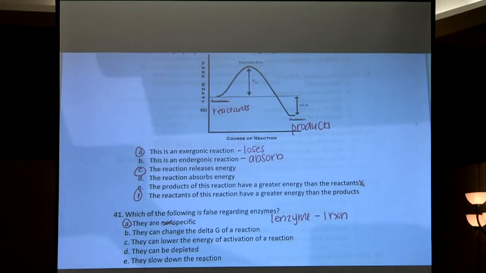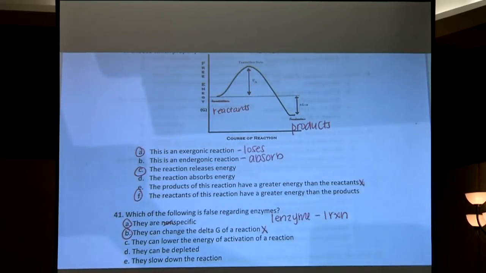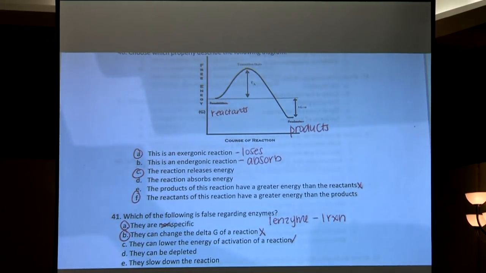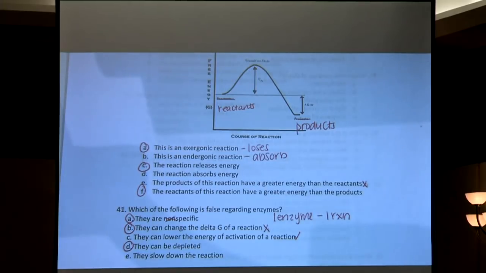Can enzymes change the delta G of a reaction? Good. So they cannot change the delta G. Can they lower the energy of activation for the reaction? Good. So this one is true. So can enzymes be depleted when we run a reaction? Oh, I hear some yeses and I hear some no's. So interesting, they cannot be depleted. So this is also false.